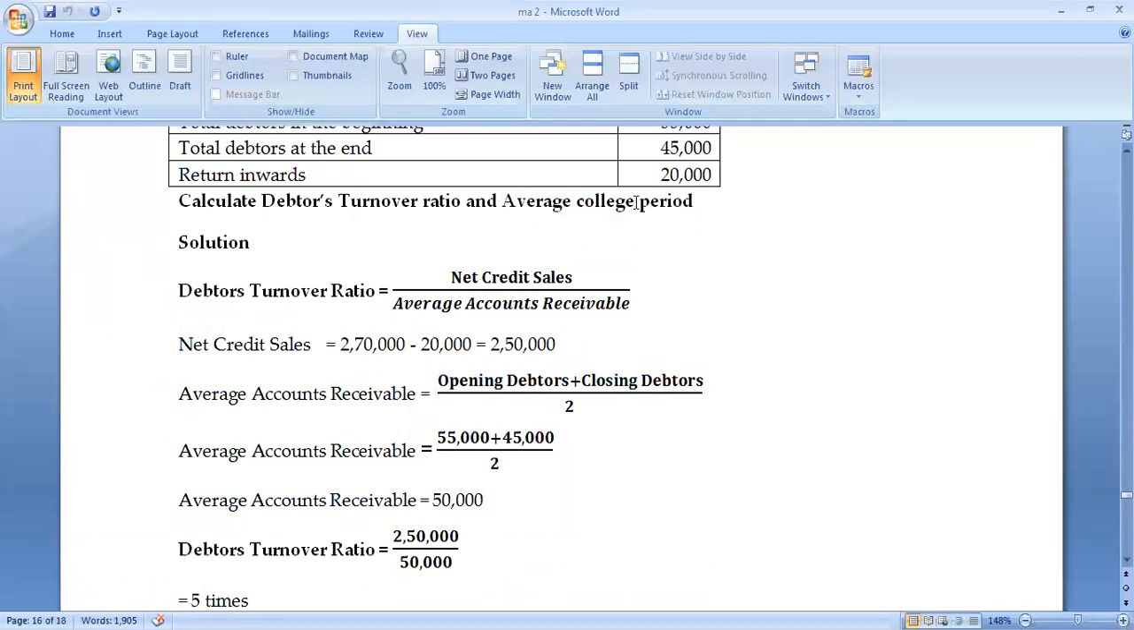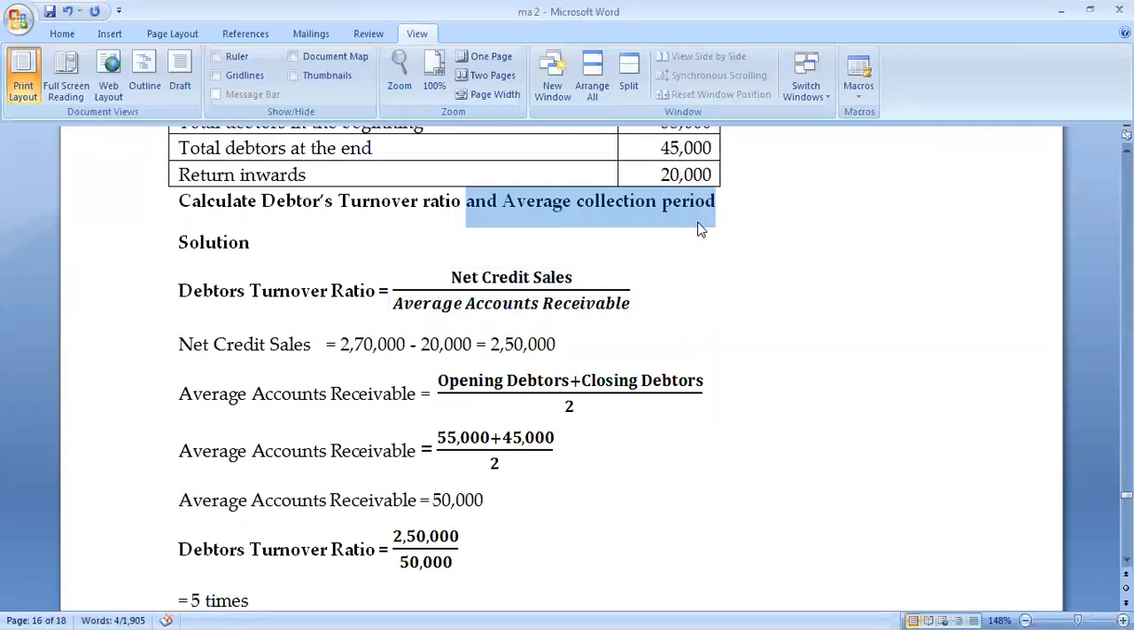Okay, it is not college, it is collection period. So average collection period takes into consideration your debtors turnover ratio. That is the part of debtors turnover ratio, it considers the average accounts receivables. Why does it take the average accounts receivables? Know what actually this average collection period is.